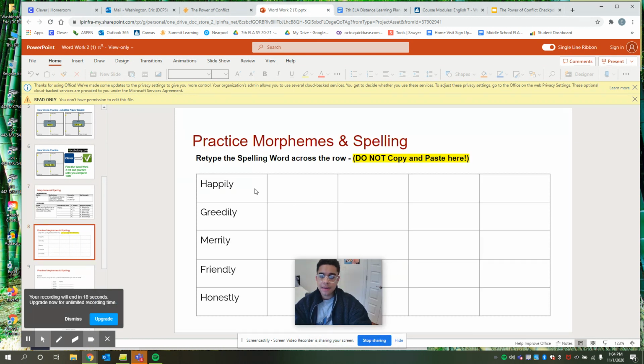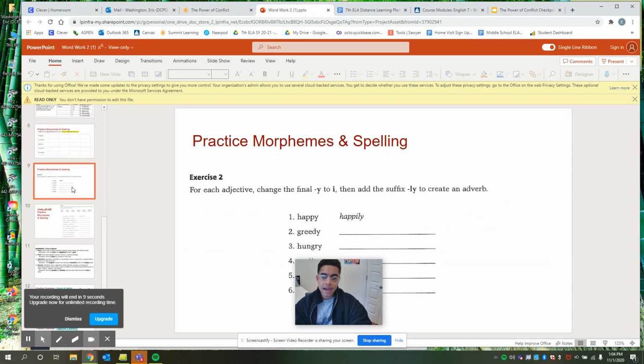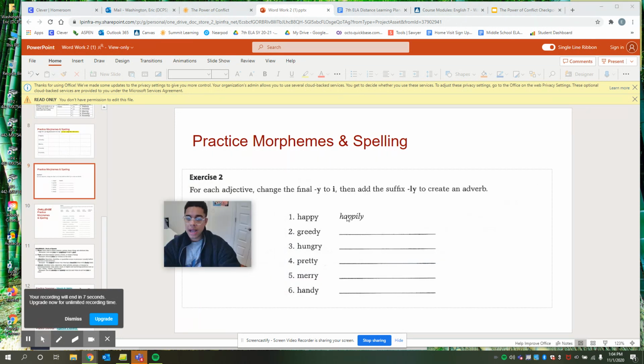Here in slide 8, you'll type the spelling word across the row. So you'll type happily 4 times, greedily 4 times, merrily 4 times. In slide 9, what you'll do is you're changing this base word, greedy, to have the suffix ly.